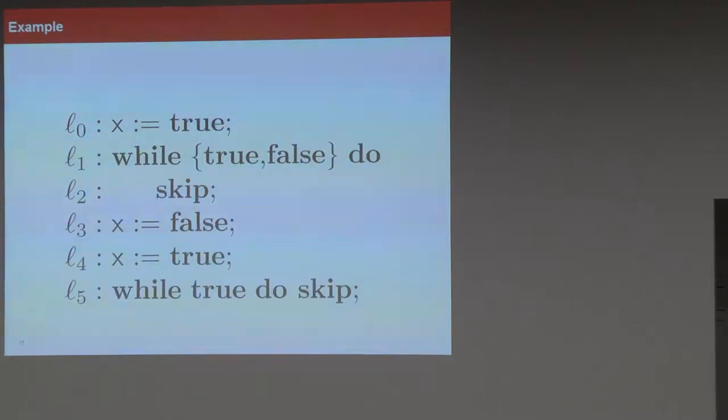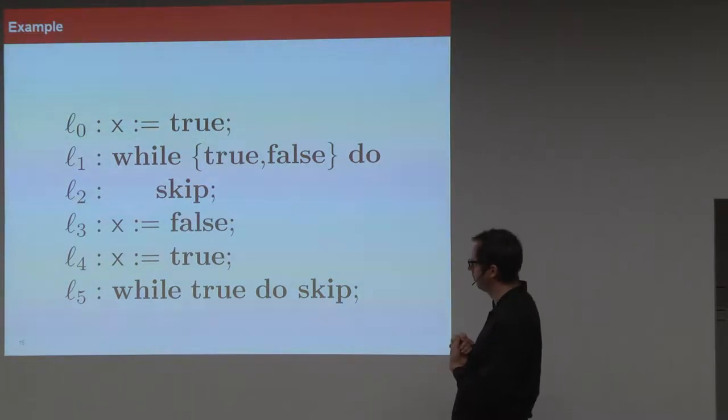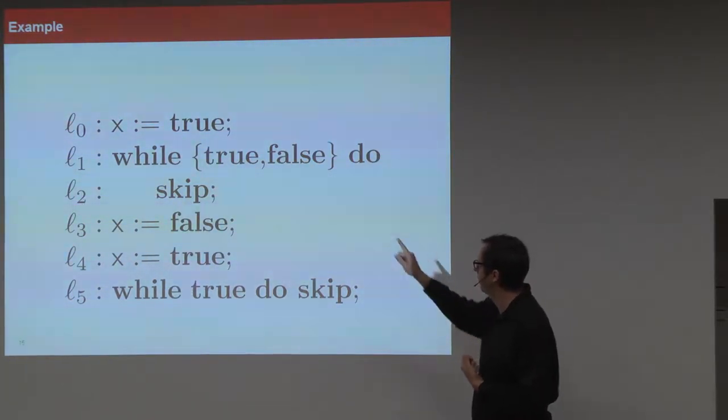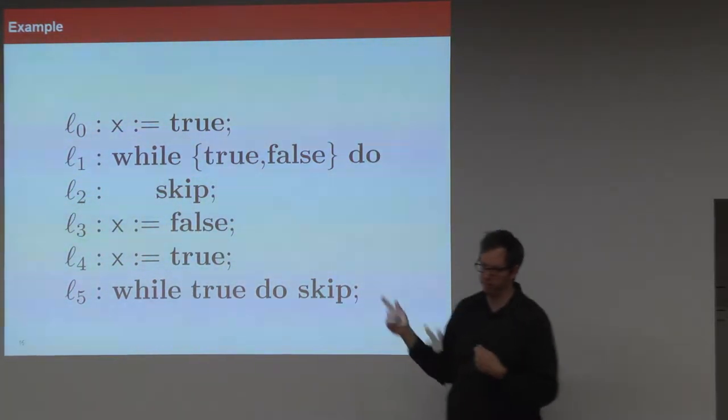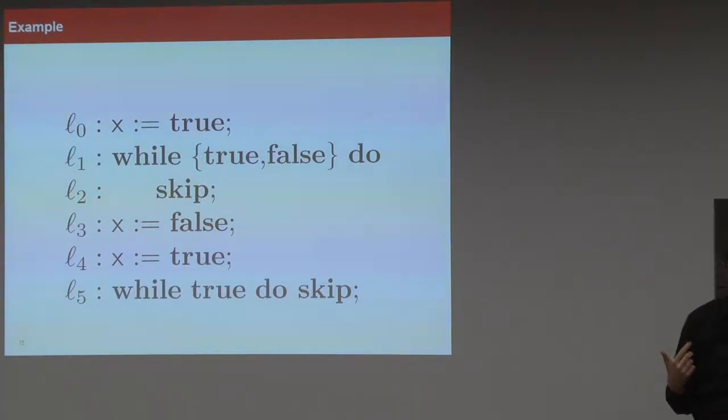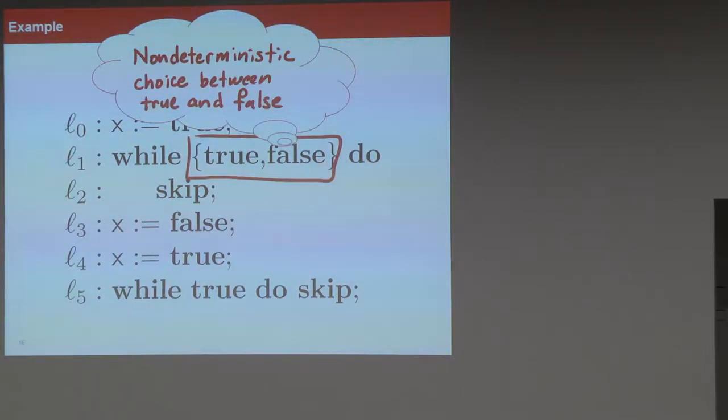And I'm going to give you an example program that demonstrates the difference between CTL and LTL. Okay, so this is a program that sets some variable x to true. And then this represents non-determinism, right? So whenever we hit the head of the loop, we don't know if we're going to go into the loop or not. So during the proof, we have to consider both possible cases.